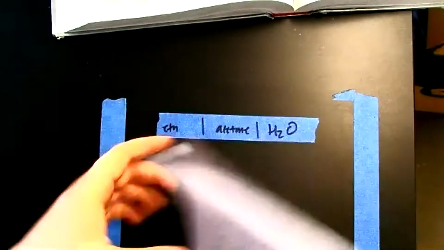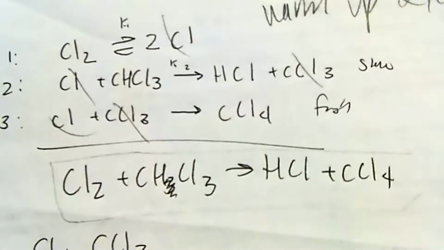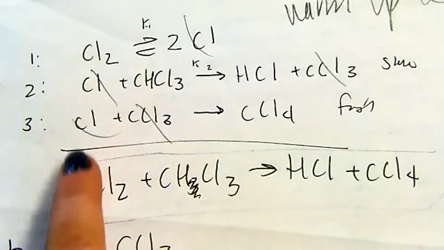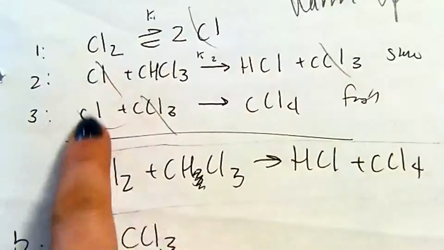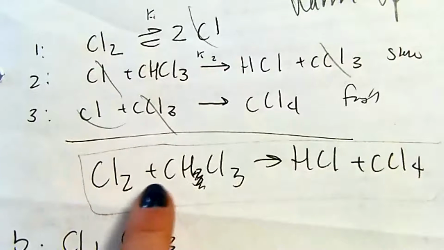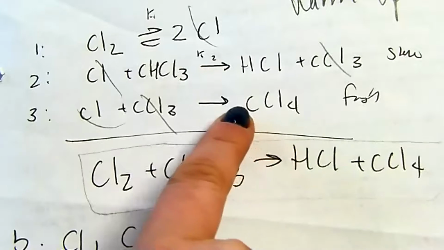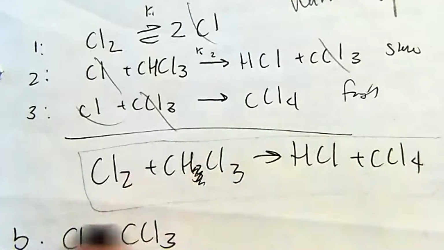All right, let's go over that warm up. So the overalls, when you add all the equations together, kind of like Hess's law style, they're on opposite sides, you cancel. Let's get this a little more focused. Chlorine cancels, so you have two of them and two of them here, 1, 1. And then CCl3 also cancels. So you'll have diatomic chlorine, CHCl3 for your reactant, hydrochloric acid, and carbon tetrachloride as your other product. So that's your overall reaction.